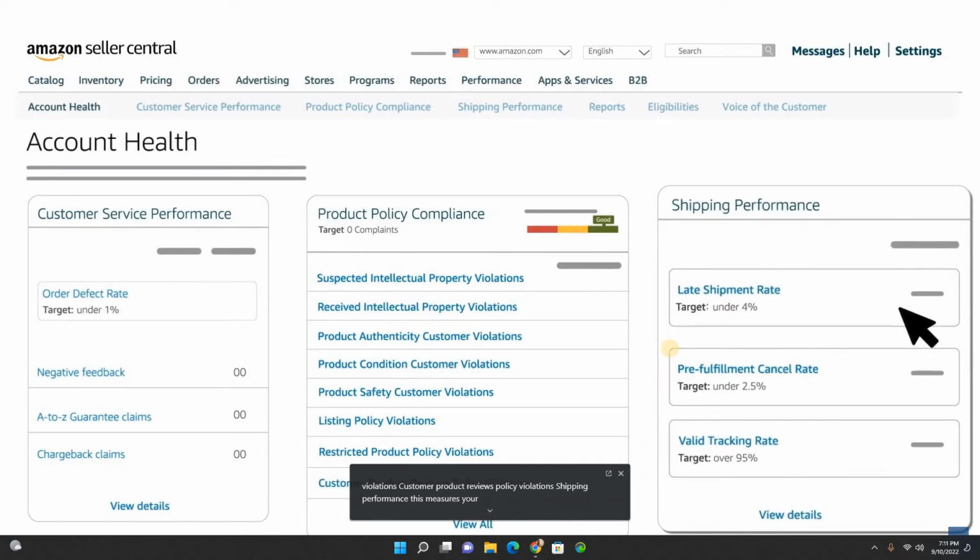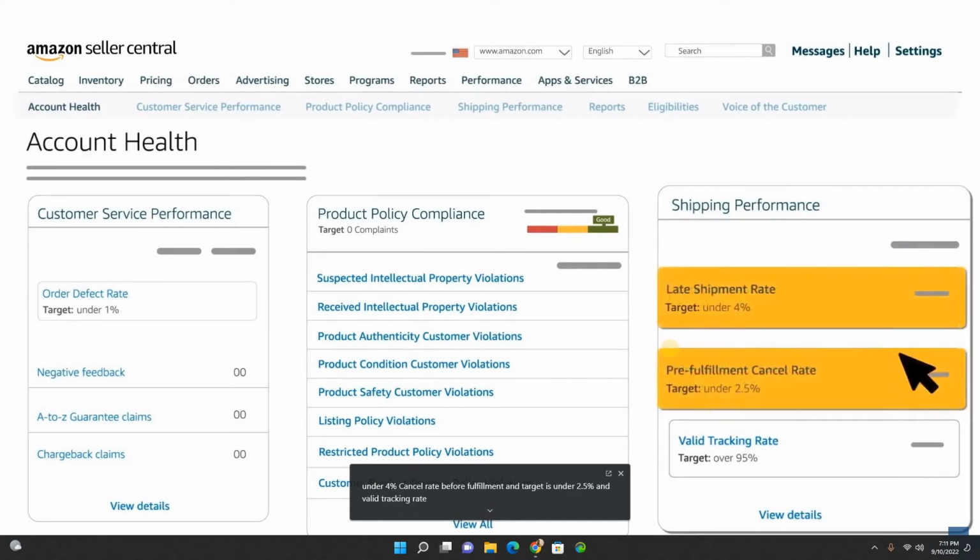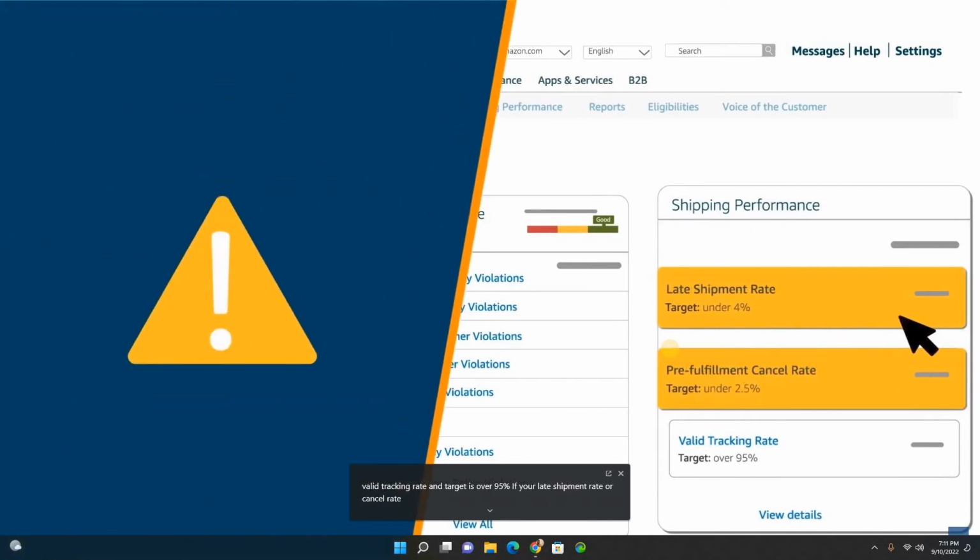Shipping performance. This measures your late shipment rate. The target is under 4%. Cancel rate before fulfillment and target is under 2.5%. And valid tracking rate and target is over 95%. If your late shipment rate or cancel rate are out of target, your selling account may be deactivated.